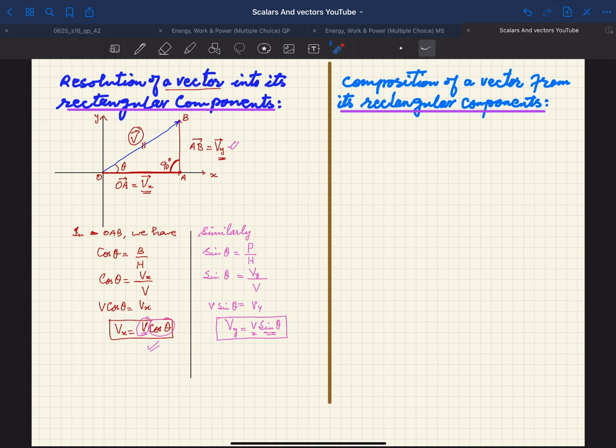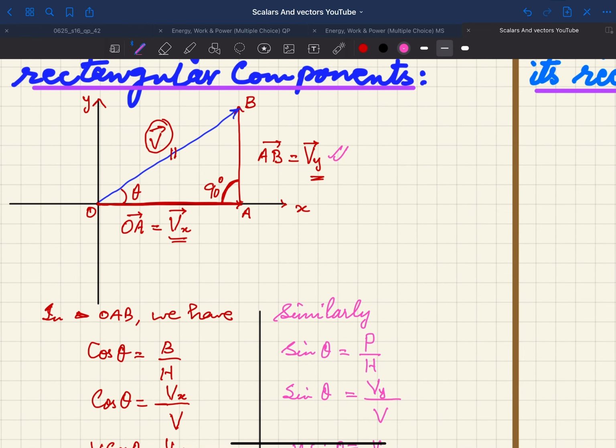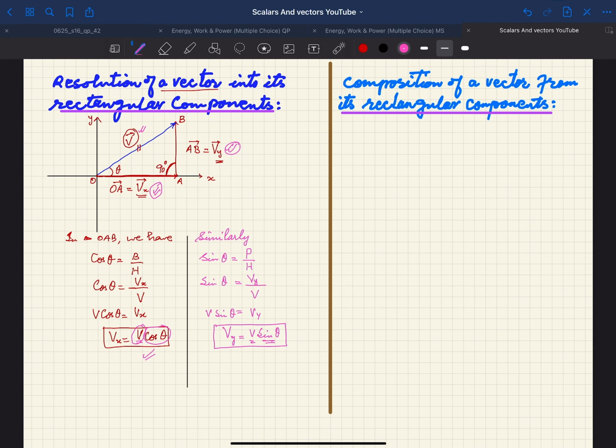Now, if you have the other situation, composition of a vector from its rectangular components, what is the situation? Suppose the values of your Vx and Vy are given and you want to find V. Then you have the situation of composition of a vector from its rectangular components.